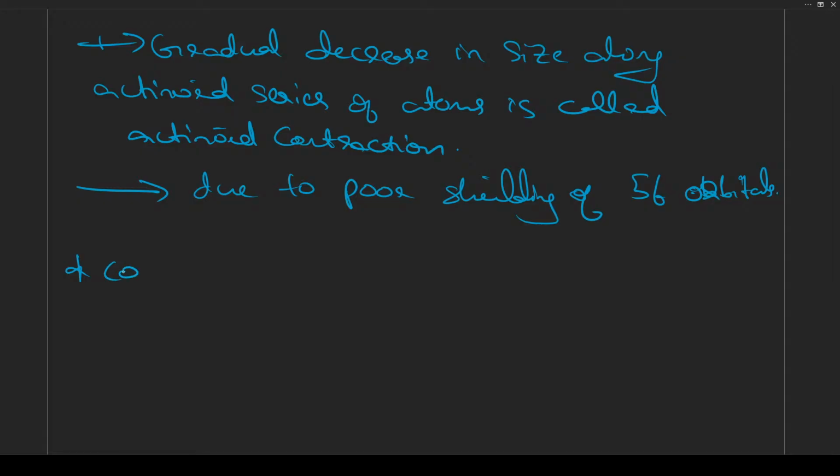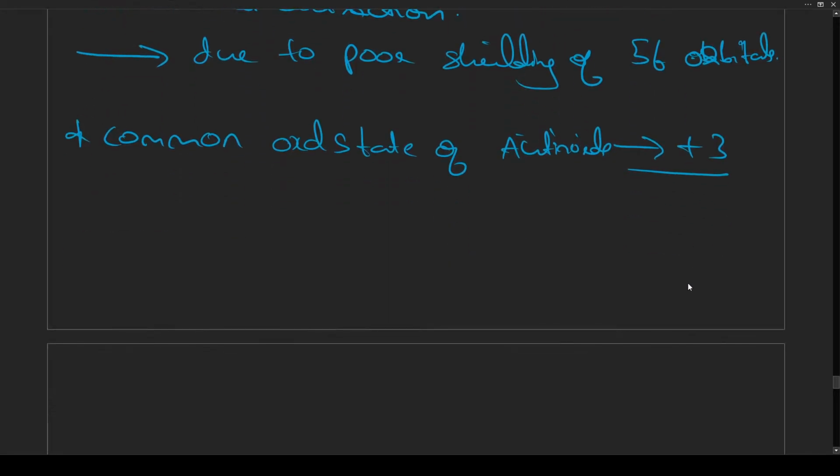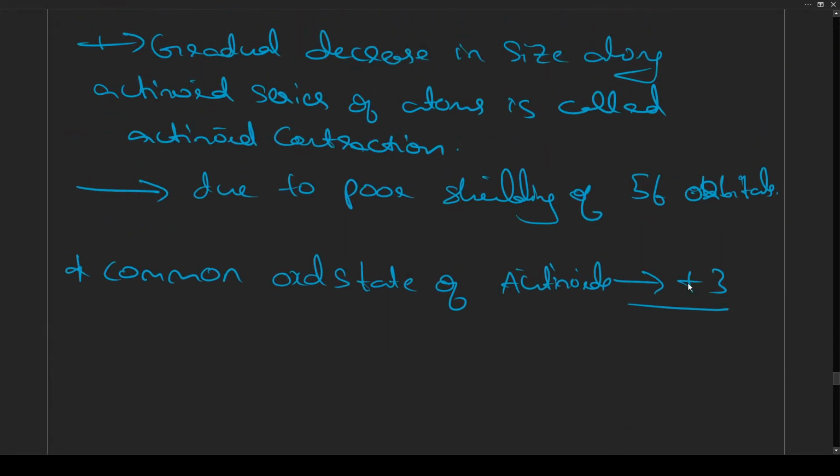The common oxidation state of actinoids also is plus 3, but there are many exceptions. It is not so strict as for lanthanides. We had only 4 to 5 exceptions, like ytterbium, europium, and cerium in lanthanoids, but in this case we will have many more exceptions. It is not so strictly followed.